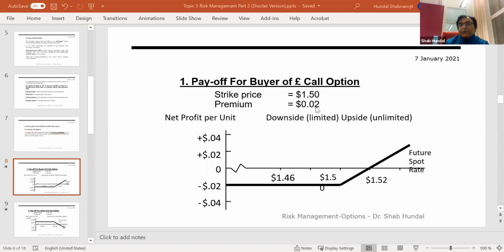Okay, so when you are making a decision to exercise or not exercise, never, never, never bring this premium into your discussion, because this is paid, this is gone. You exercise or you don't exercise, this 2 cents is gone. So only compare the strike price with the market price.